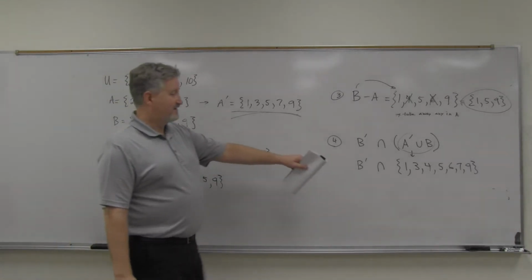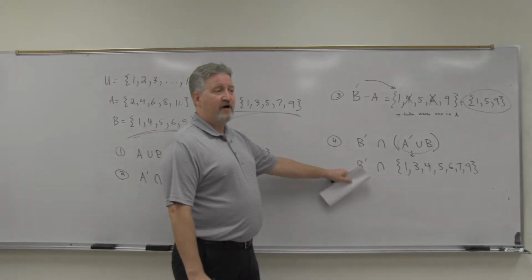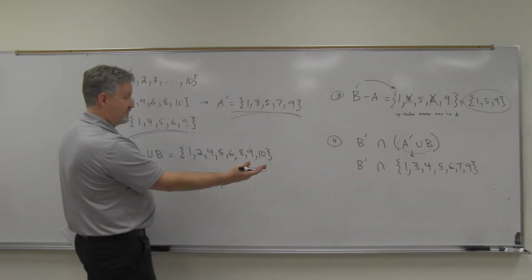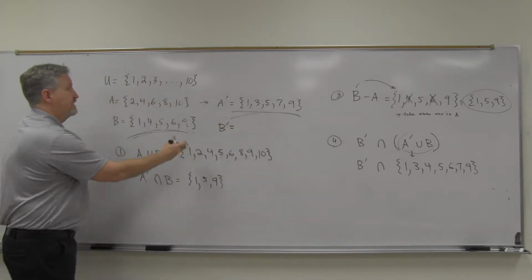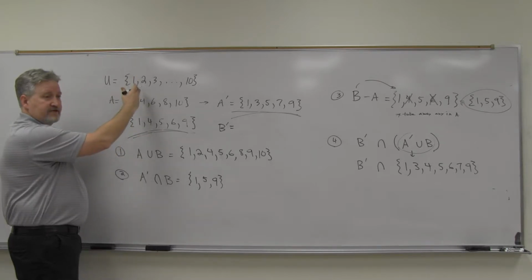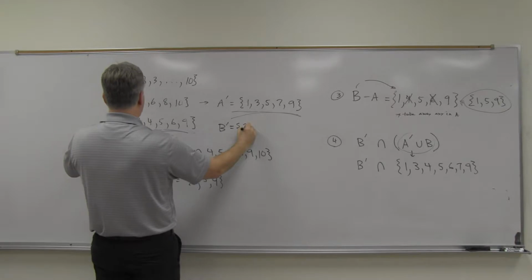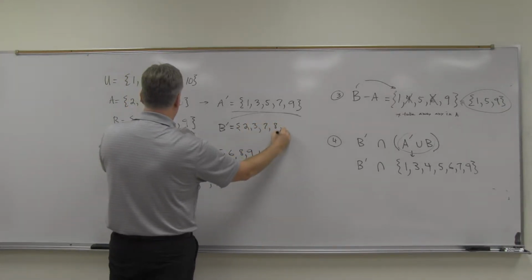Now, I take that result and intersect it with B prime or B complement. Well, again, my suggestion, if you don't have it written down, I would write it down. What is B complement here? Well, again, the complement is everything that's not in that set compared to the universal set. So what's not in B here? 2, 3, 7, 8, and 10.